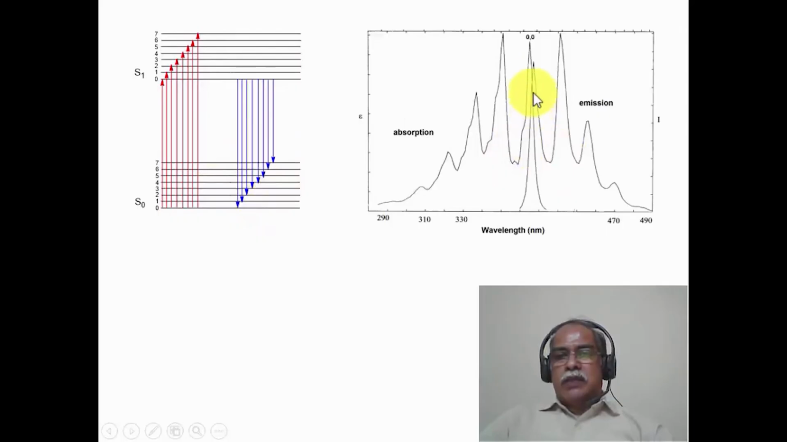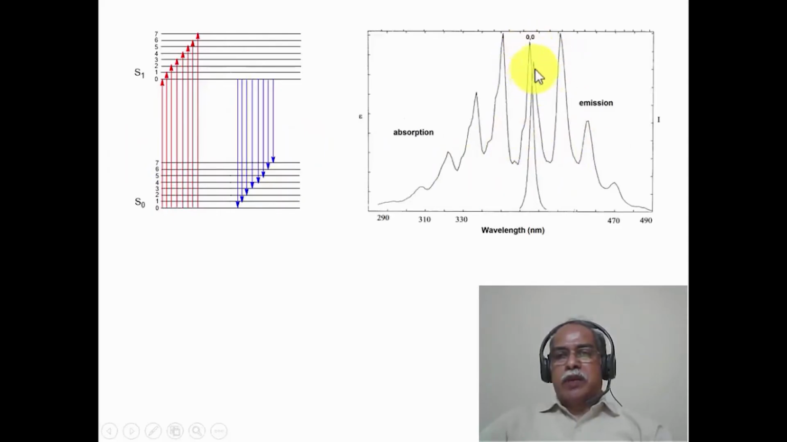the ground state. So this is 0-0 of the ground state, 0-1 of the ground state, 0-2, 0-3, 0-4 and so on of the ground state. The vibrational level is what is reflected in the emission spectrum. So this diagram essentially describes the mirror image relationship. It also explains the Stokes shift.